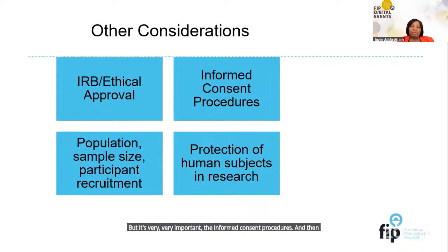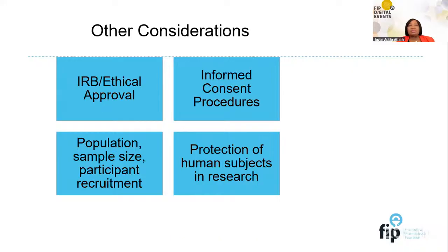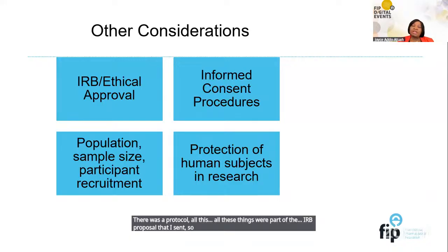And then the type of population available, the sample size, all these things are things to be considered. The participant recruitment, how are you going to recruit? In fact, in my research that I'm talking about, the ART, I had to use the counselors there to recruit for me at the ART site, because you don't know the people. So there was a protocol. All these things were part of the IRB proposal that I sent. So everything was documented. I was going to get the participants and all that.